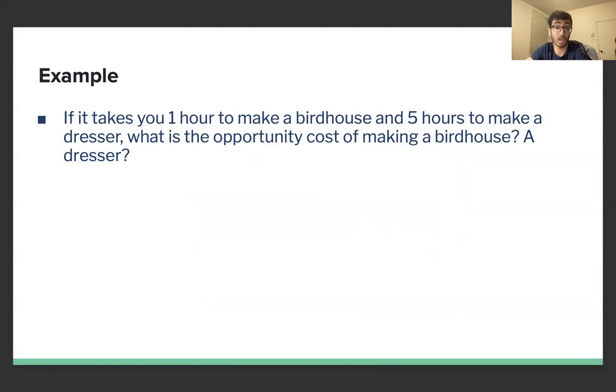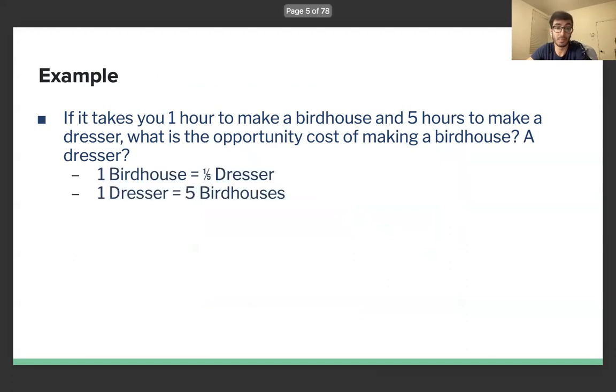Okay, let's go through an example. If it takes 1 hour to make a birdhouse and 5 hours to make a dresser, what's the opportunity cost of a birdhouse and a dresser? So for each birdhouse, if I want to construct an extra birdhouse, I'll have to let go of 1/5 of a dresser because it takes 5 hours to make a dresser. So the opportunity cost of one birdhouse is 1/5 of a dresser. And similarly, for one dresser, the opportunity cost is 5 birdhouses because it takes 5 hours for a dresser, and in 5 hours, I can make 5 birdhouses. So that's the opportunity cost of making an extra dresser.